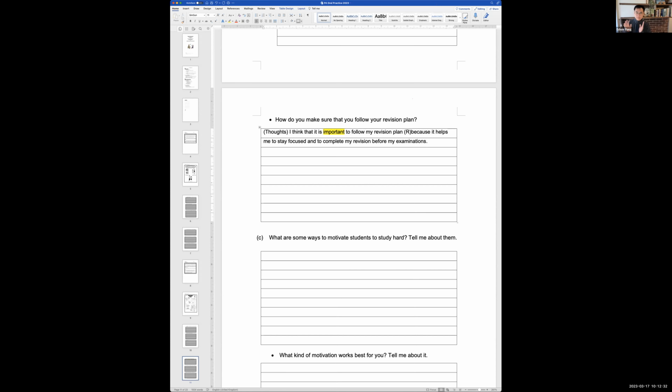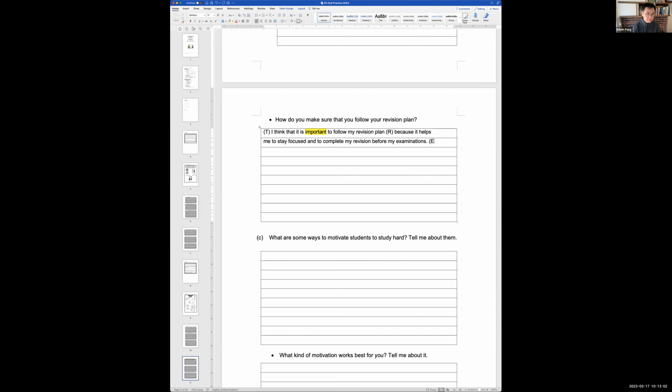Right, so again, my T, my R, quite easy, okay? So I think I'll just put T and R, easier without writing the entire word out. But it's fine if you've already written thoughts, it's okay, right? So, Thought: I think it is important to follow my revision plan. Reason: because it helps me to stay focused and complete my revision before my examinations. And then the how part is going to be my explanation and my elaboration.